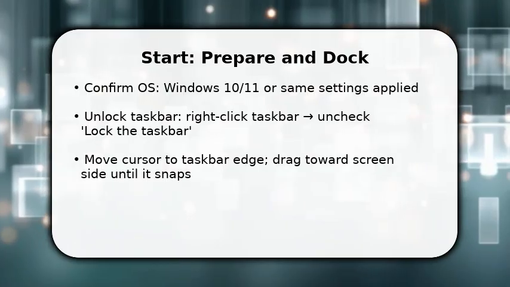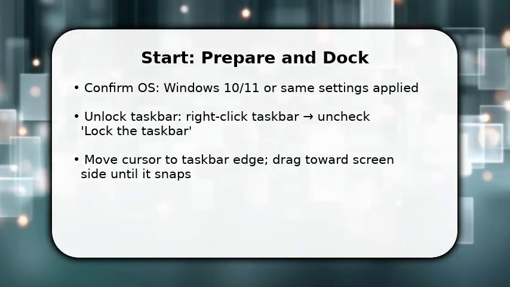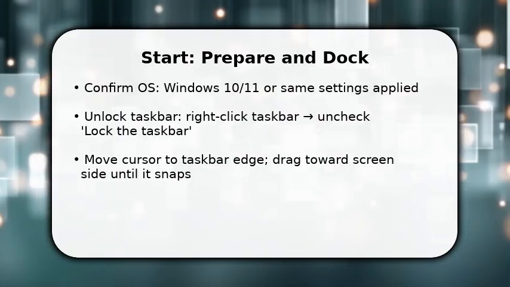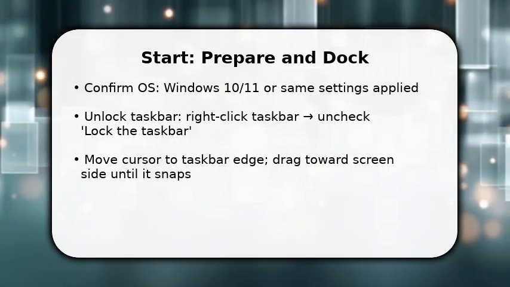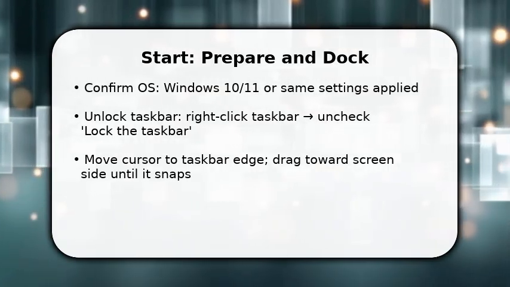First, unlock the taskbar. Right-click it and uncheck Lock the taskbar so you can move it. Then place your cursor on an empty area of the bar, click and hold, and drag toward the left or right screen edge until it snaps into position.